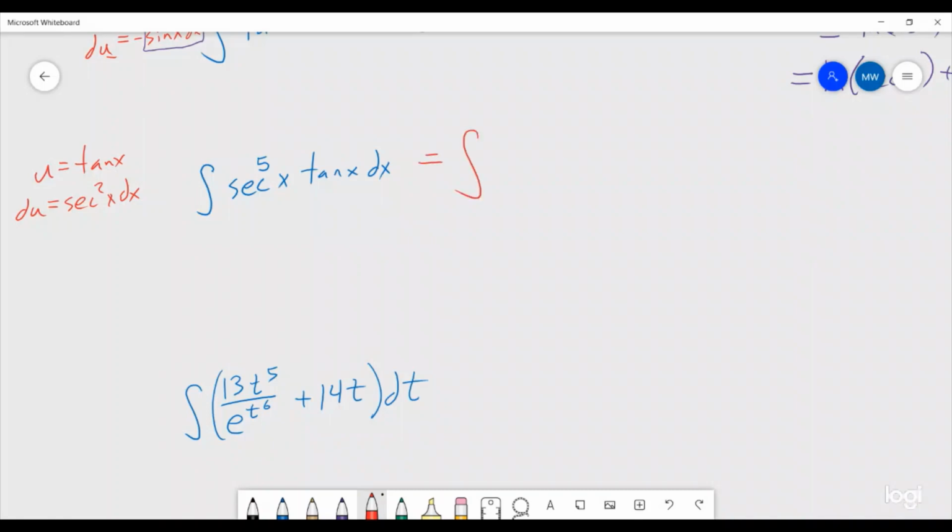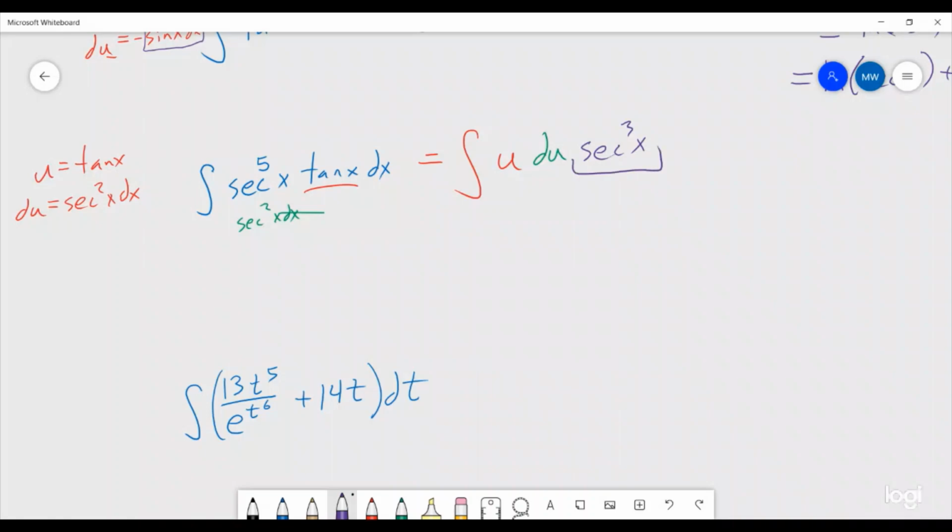This would turn into the integral of u from the tangent x. Then 2 of the secants can go into the du. So we got secant squared x dx. That all goes together. But we're still left with secant cubed.